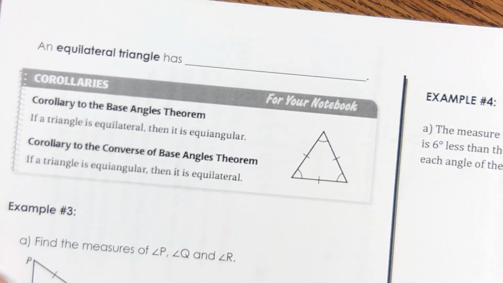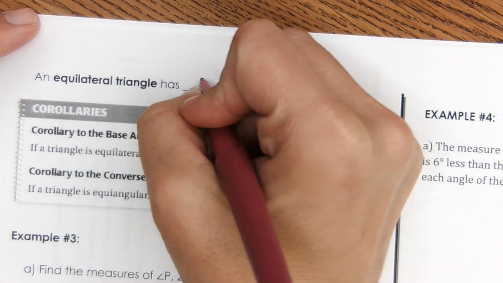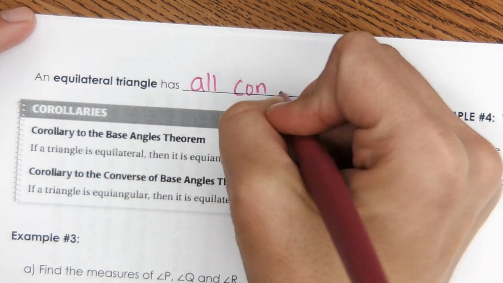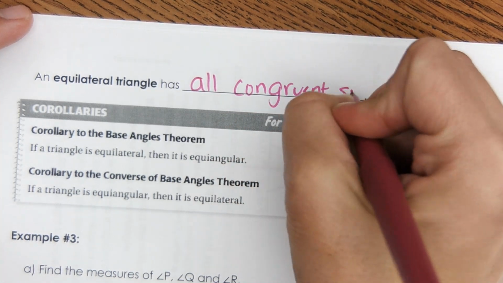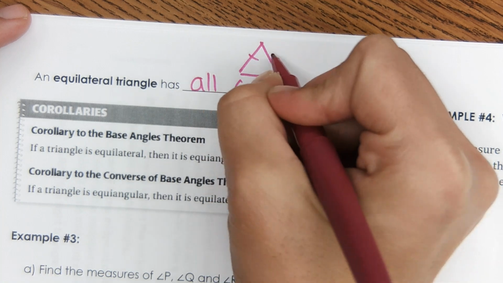Okay, so on the next page, we're focusing on equilateral triangles. You probably are pretty familiar with what an equilateral triangle is. An equilateral triangle has all congruent sides. So it looks like this, and then all the sides are the same length.